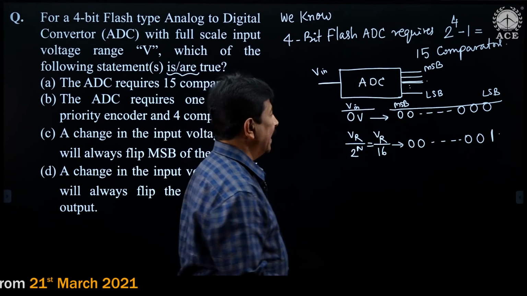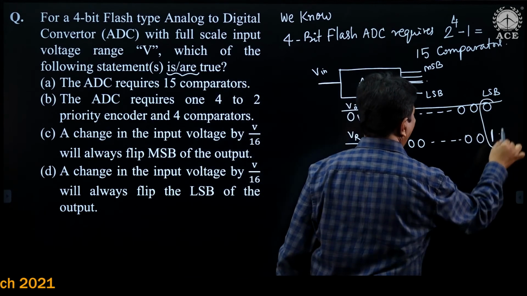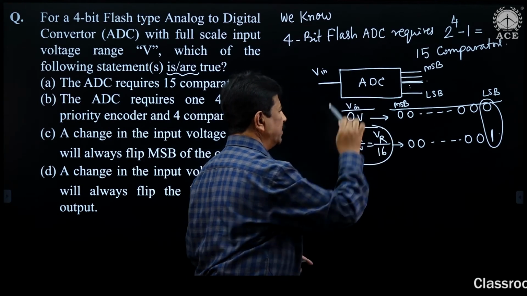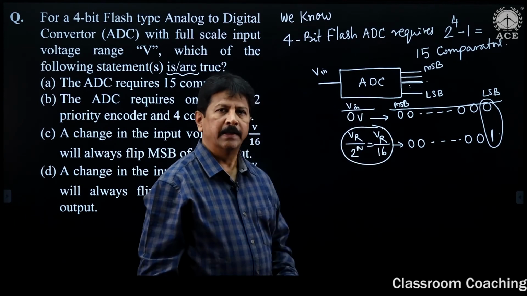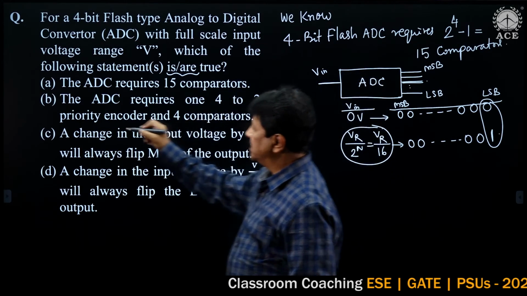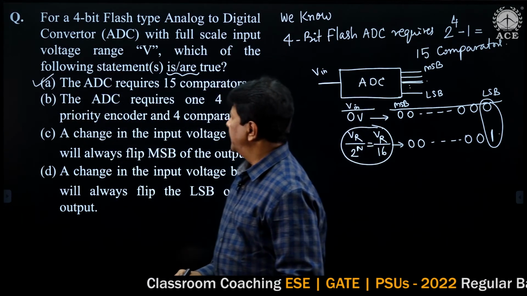As you can see, the LSB is going to toggle whenever my input changes by VR by 16. That is what you need to understand to answer this question. Now let's look at them one by one. The ADC requires 15 comparators. A is correct.